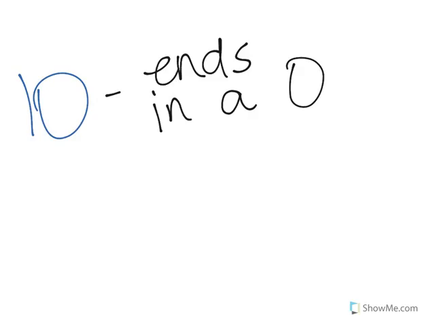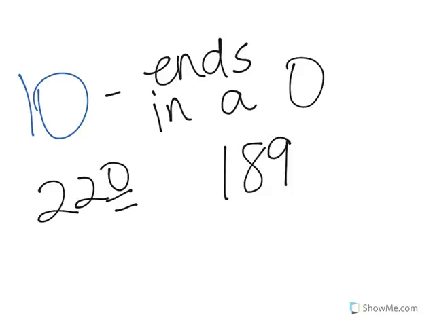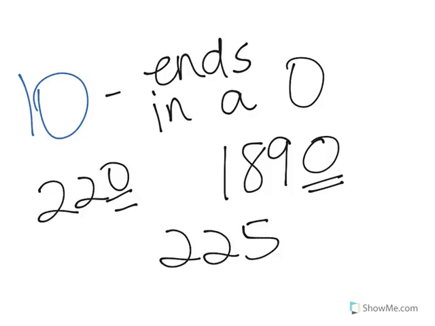Our last divisibility rule is for 10. If a number ends in a 0 and only a 0, it is divisible by 10. 220 is divisible by 10. 1,890 is divisible by 10 because it ends in a 0. 225 does not end in a 0, so it's not divisible by 10.